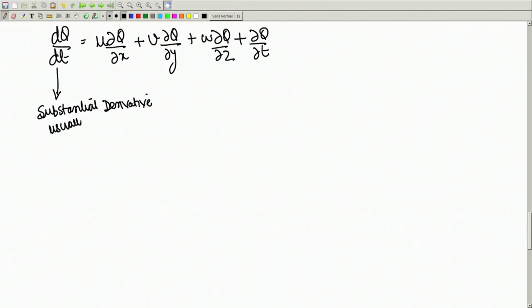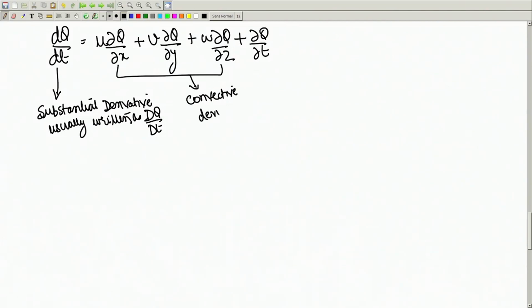Okay. Usually written as Dq Dt. All right. These three are convective derivative. All right. And this is local derivative. So, this is substantial or material derivative, this is convective derivative, and this is the local derivative. All right.